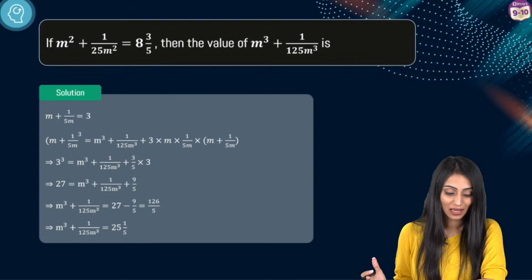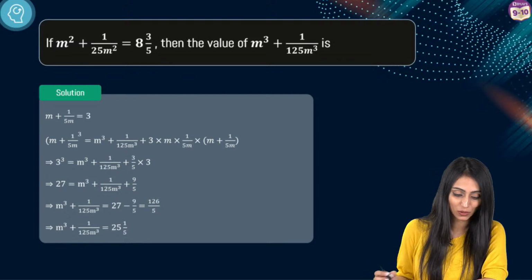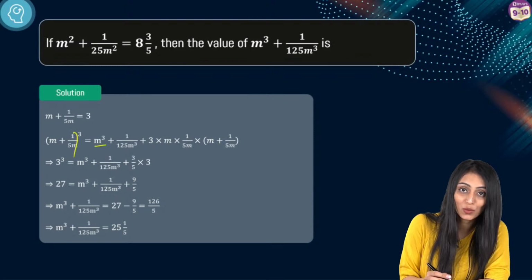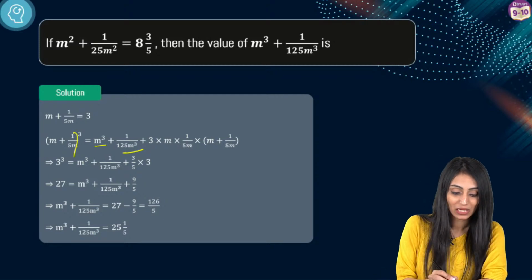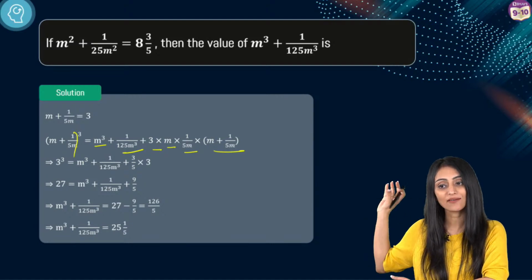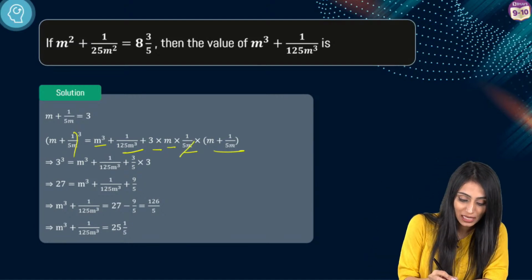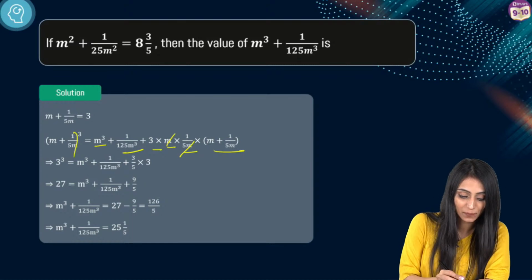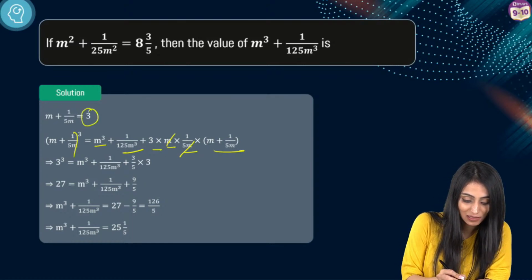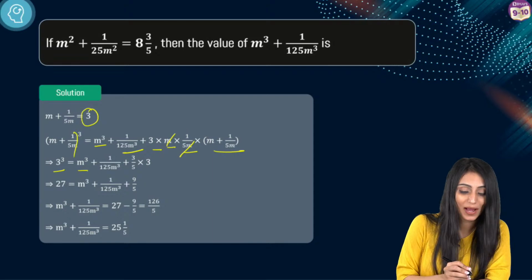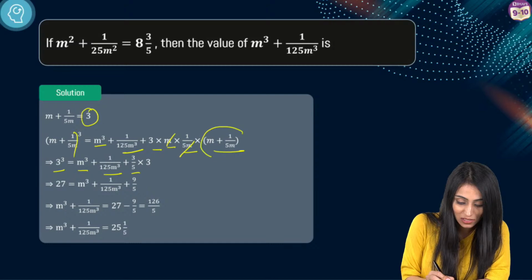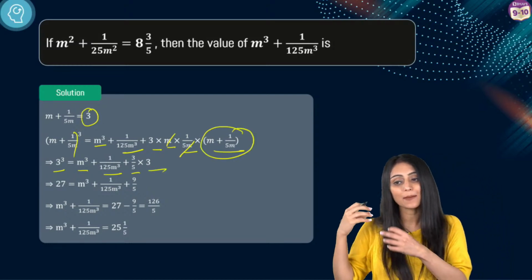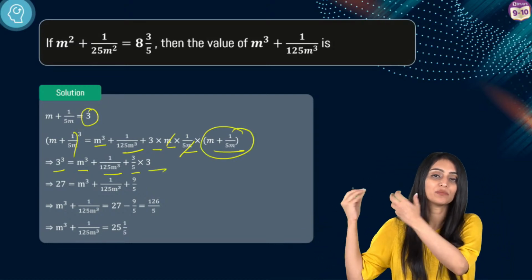So obviously I need a plus b whole cube. What is a plus b whole cube? A plus b whole cube is nothing but a cube, that's m cube, plus b cube, that's 1 upon 125 m cube, plus 3ab, 3 times m times 1 by 5m, in the bracket a plus b. So we have m plus 1 by 5m. So this m and m will get cancelled out. So what we have here, m plus 1 by 5m is 3, so that's going to be 3 cube. M cube as it is, 1 upon 125 m cube as it is, this is 3 by 5 and this is nothing but 3. So I'm only substituting the values from the previous steps here.